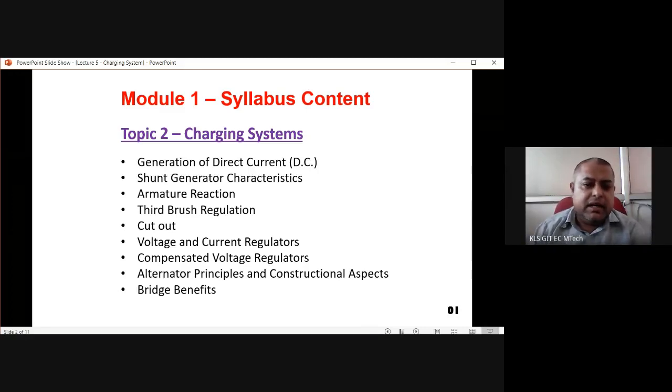We know it. What we will do is go directly to the alternator and, from a vehicle point of view, see what the main details are that we are supposed to know. These are mainly theoretical chapters. Mainly we are supposed to know the construction of vehicles, the construction of charging systems, and what the issues with the charging system are. So let us not spend much time on the shunt generator, generation of DC, armature and brush; the basic things you know are enough. Directly we'll go for the alternator, that is, the AC generator.